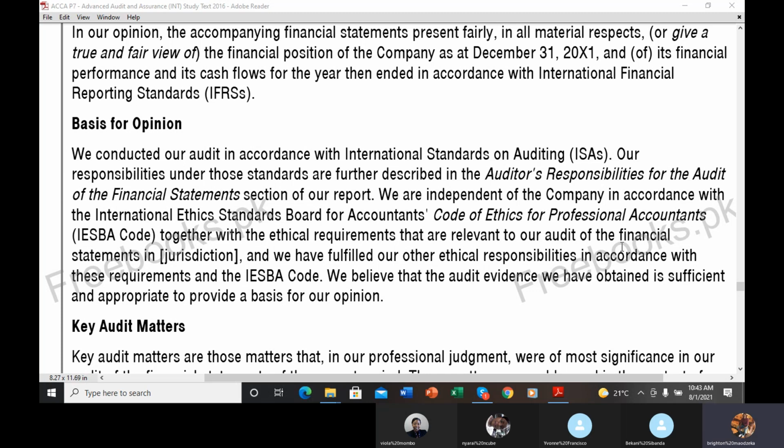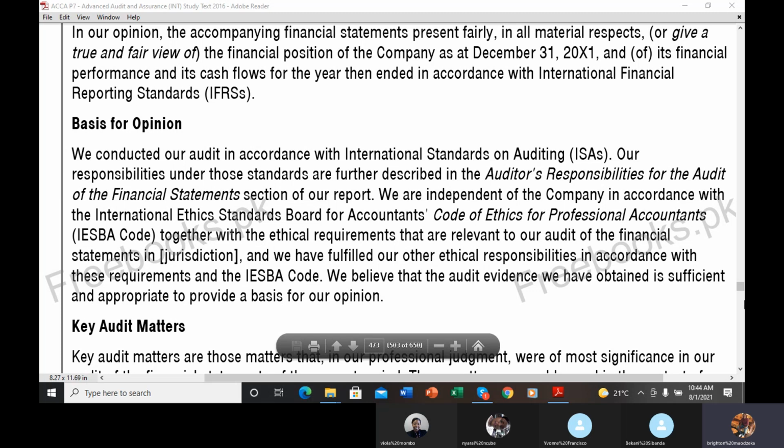You see, they've indicated that they were complying with international standards on auditing, and with the provisions of the Code of Ethics for Professional Accountants. And again, they indicate that they believe the evidence they have obtained is sufficient and appropriate to provide a basis for the opinion. Any question on that?